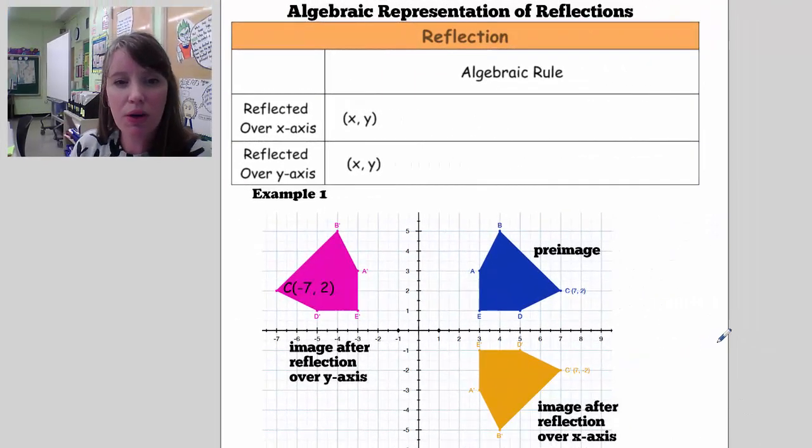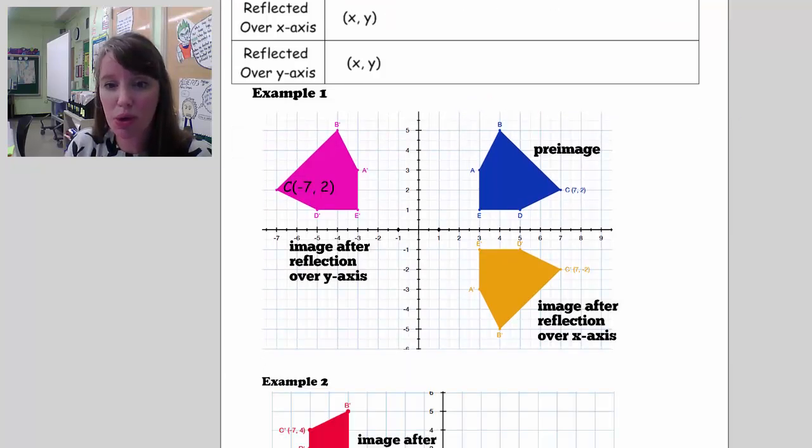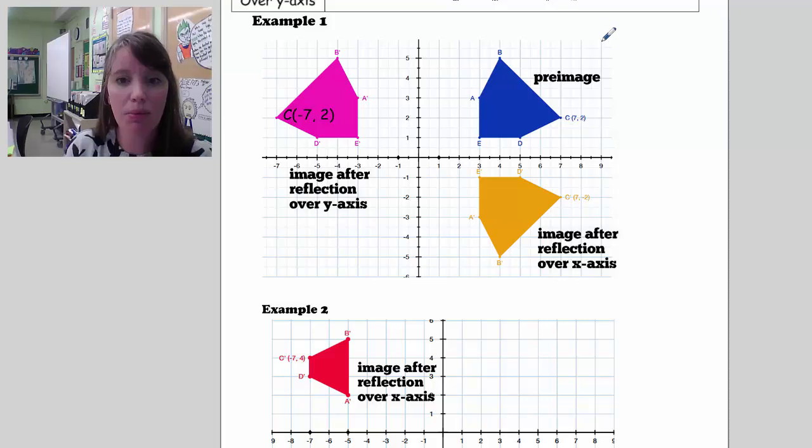In order to figure out the algebraic representation for the coordinates based on reflections, I want to walk you through a couple of examples. So example number one: my pre-image starts in quadrant 1. Let's say that from here I reflect over the x-axis. I actually should have this as C prime, so instead of just being C, this should be C prime.